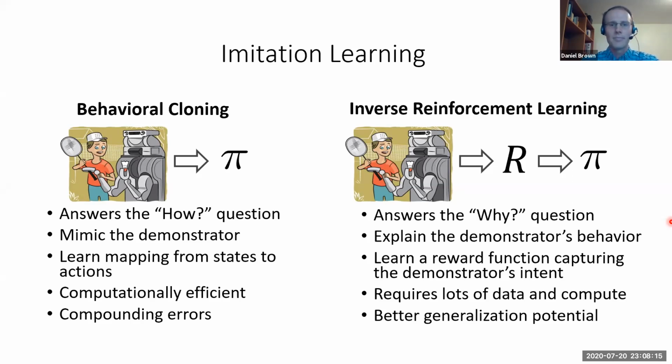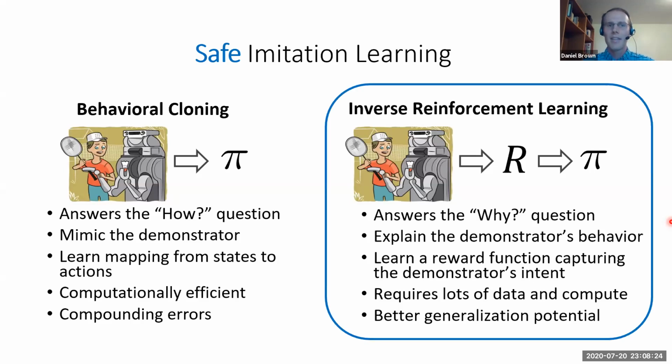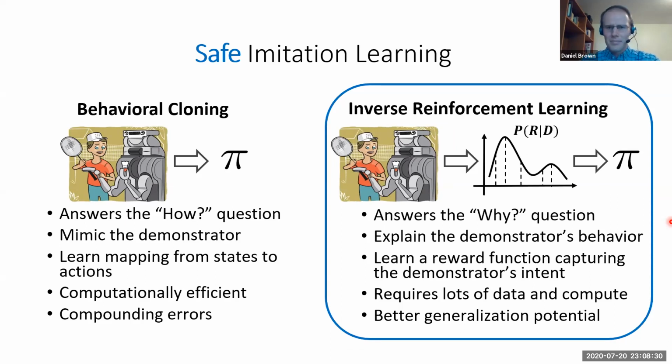And in this talk, we're going to be talking a lot about safety. And I'd argue that if we want agents that are safe, we really want agents that can think about the why, that can understand goals and intent rather than just going through the motions. And to drive this home, I think we also want to have agents that have this distribution.